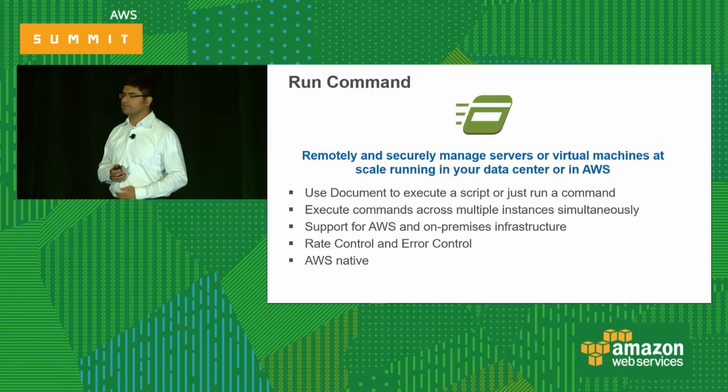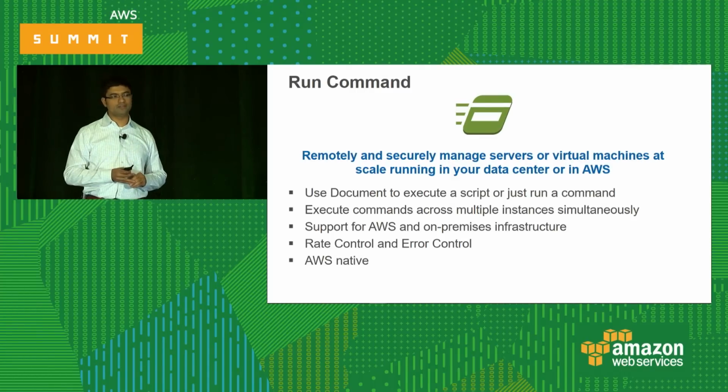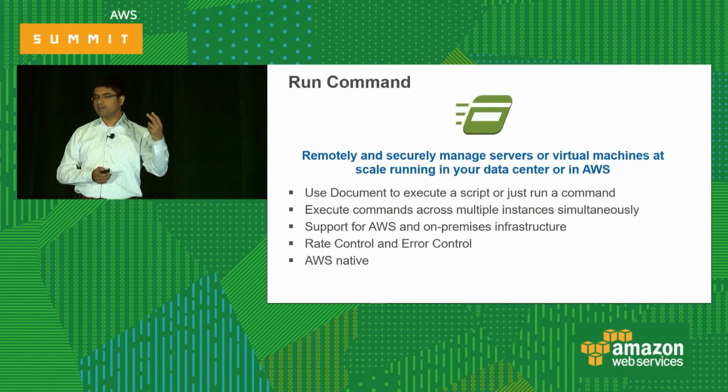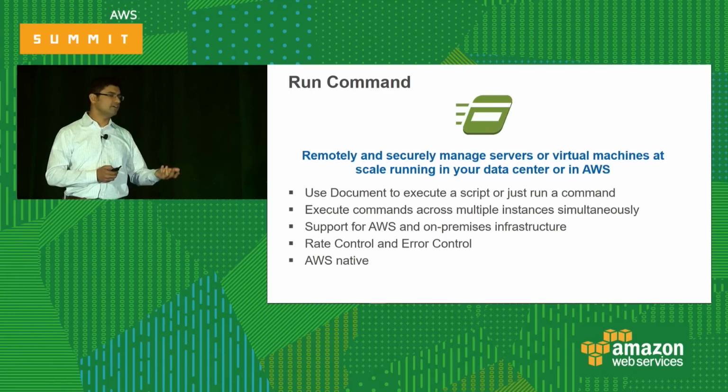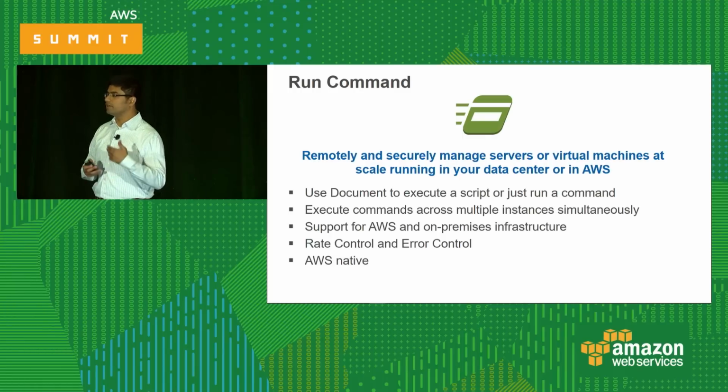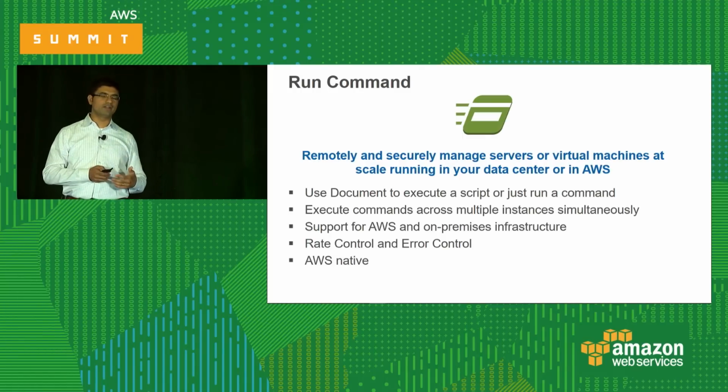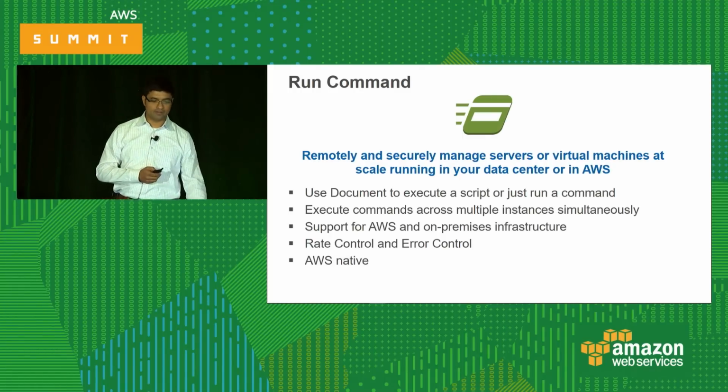Run Command also has features to make sure that it can control the rate. So if you have a fleet of, say, tens of servers, you can say that Run Command will run at most 2 of those commands in parallel. So it spreads that workload over time. And it also has error handling. So you can define how many errors should happen before Run Command decides that that particular command has failed.